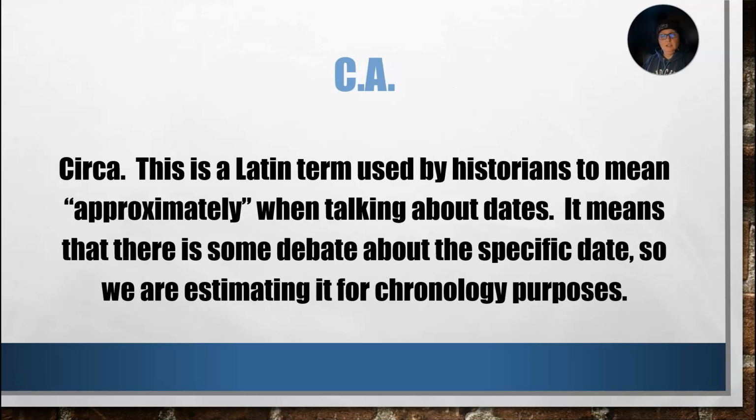CA stands for circa, it's an abbreviation, and this is a Latin term used by historians to mean approximately when talking about dates. It means that there's some debate about the specific date. We don't know it for sure, so we're estimating it for chronology purposes, right? To help us put things in the right order. So sometimes you'll see that just before a date, and that'll tell you that, okay, they're estimating that date.